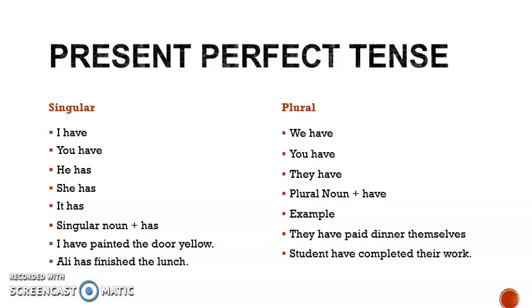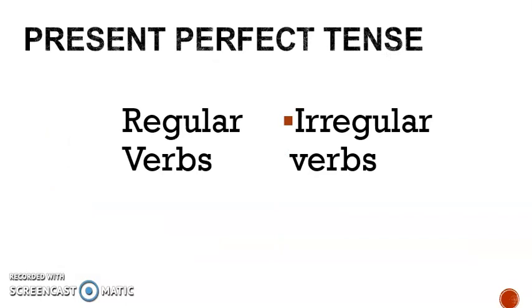Let's see the examples. With a singular noun, we say Ali has finished the lunch, and with the singular pronoun I, the example is I have painted the door yellow. In plural pronouns and nouns, we just use have. They have paid dinner themselves. Students have completed their work.